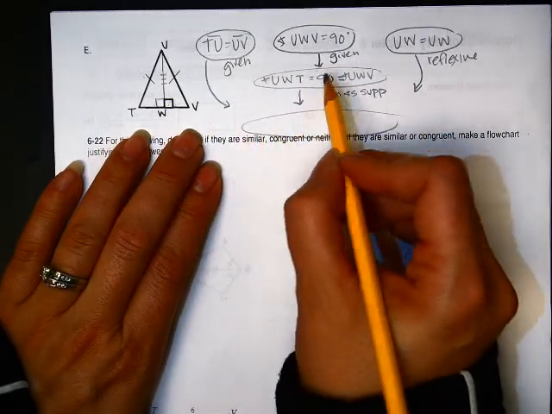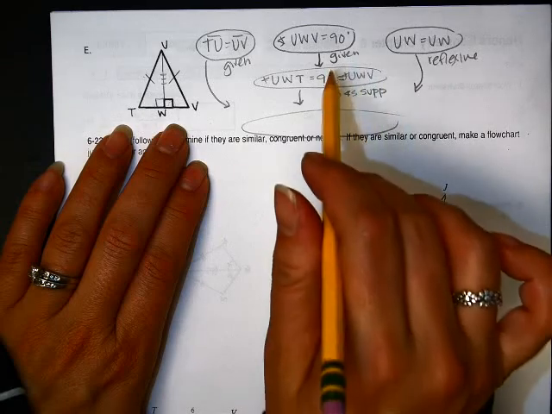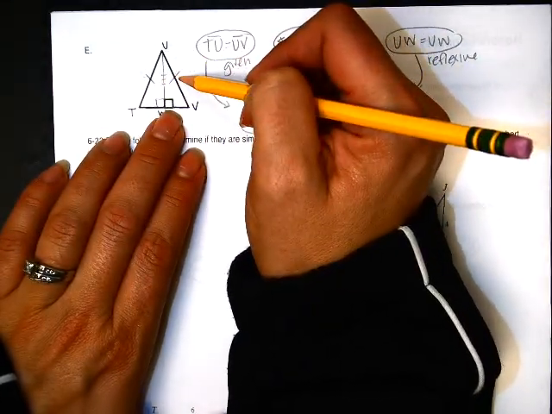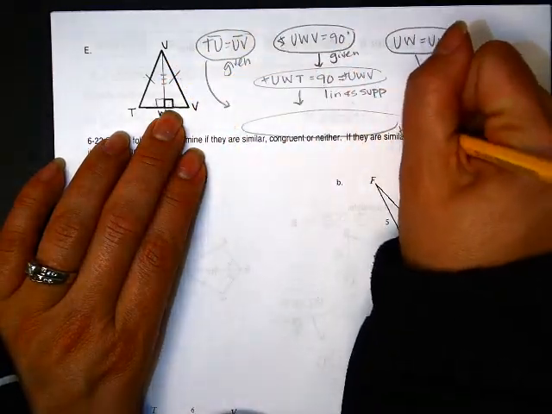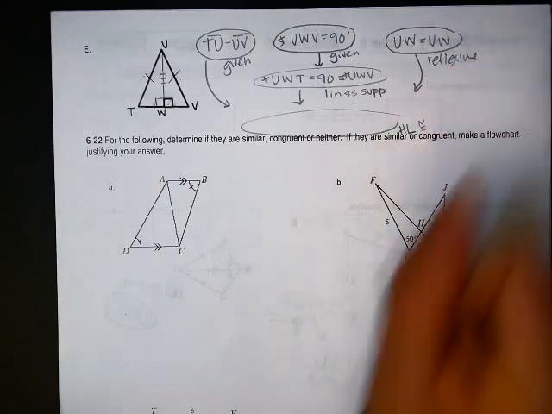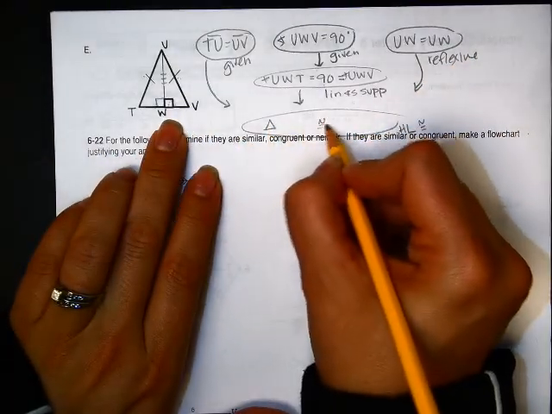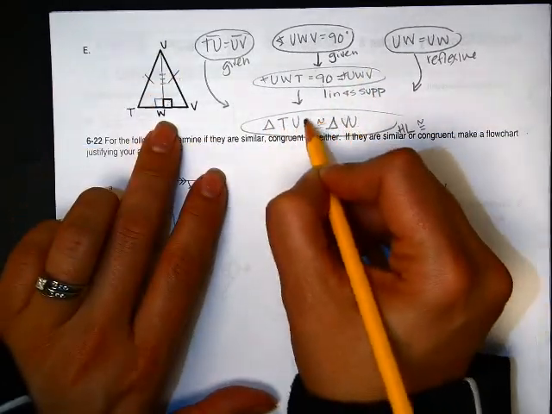So since you've said they're 90, and if you did not say they were 90, you could not take this next step, but since you did, instead of saying ASS, which doesn't work, we can say HL, which does. Again, if you didn't have 90, you wouldn't be able to do that. And so now I say T goes with V, U goes with U, and W goes with W.